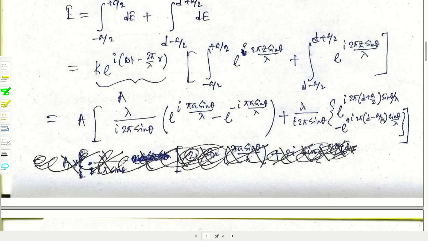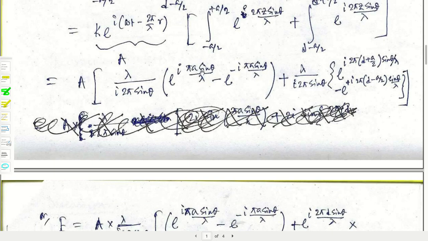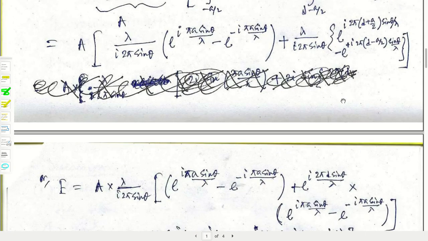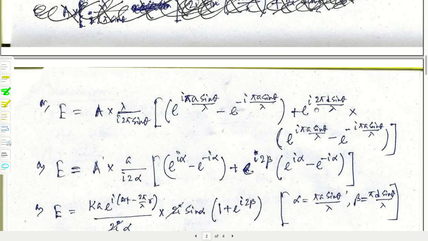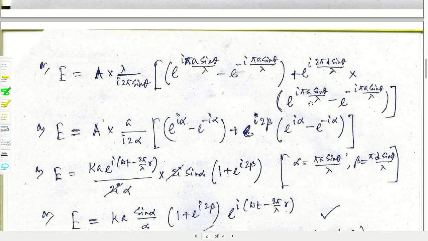So it will follow this result. Here pi a sin theta by lambda, and here 2 pi d sin theta by lambda will be taken common out of this second bracket, resulting in the two same terms. First we assume the term pi a sin theta by lambda as alpha and pi d sin theta by lambda as beta. We have assumed these terms, which will be used later in my lecture.